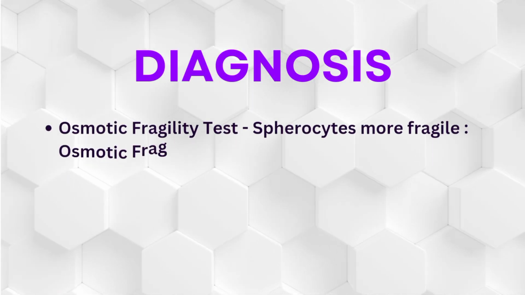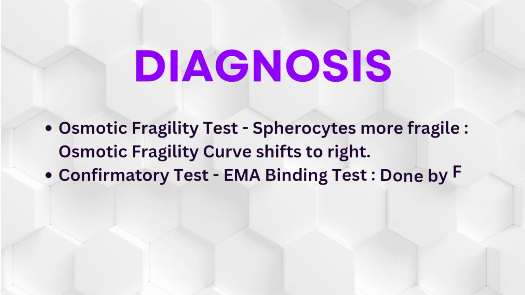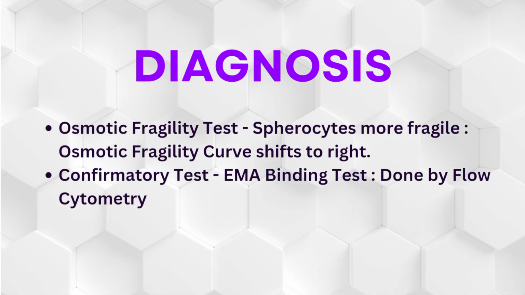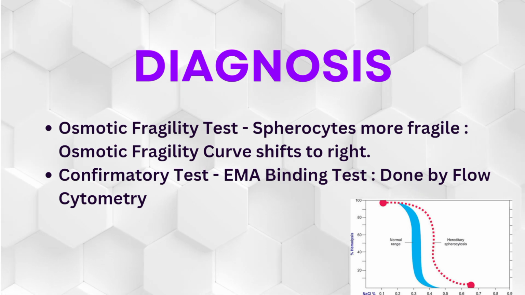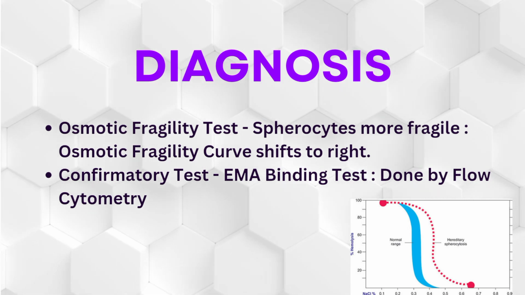Diagnosis. Screening test is osmotic fragility test. As spherocytes are more fragile, osmotic fragility curve shifts to right. Confirmatory test is EMA binding test, done by flow cytometry.